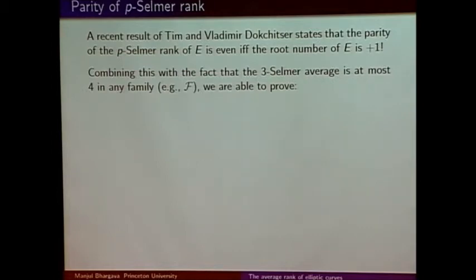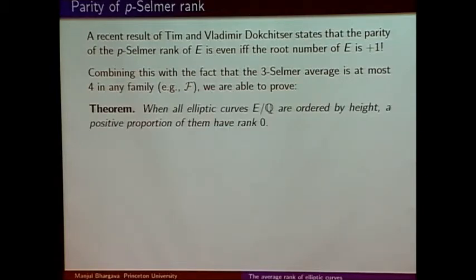So if you combine this with the fact that the 3-Selmer averages at most 4 in this family, and the fact that the 3-Selmer groups have order powers of 3, this allows one to prove that when all elliptic curves E over Q are ordered by height, a positive proportion of them have rank 0.